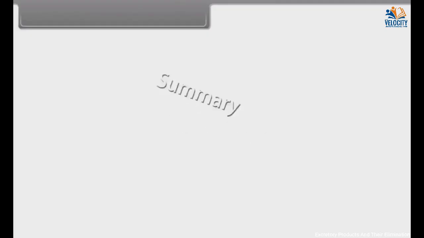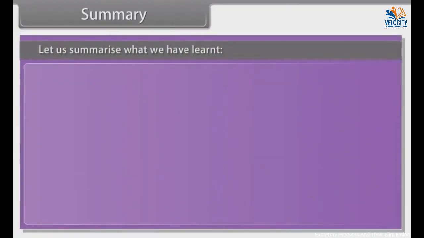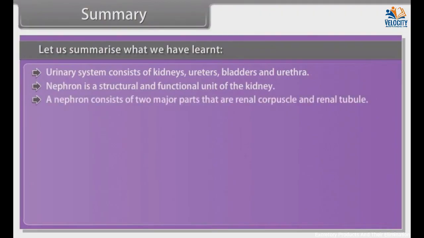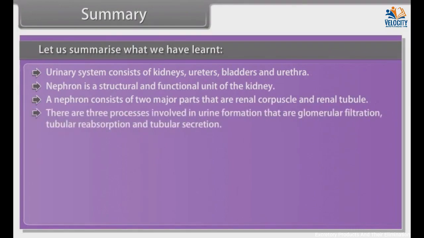Summary. Let us summarize what we have learned. The urinary system consists of kidneys, ureters, bladder and urethra. The nephron is the structural and functional unit of the kidney. A nephron consists of 2 major parts, the renal corpuscle and the renal tubule. There are 3 processes involved in urine formation: glomerular filtration, tubular reabsorption and tubular secretion.